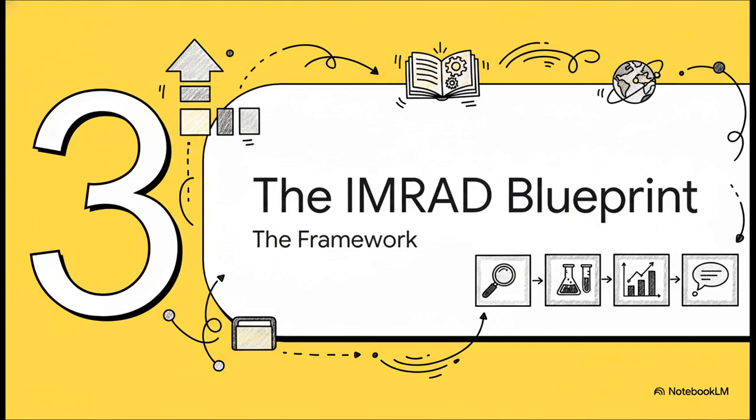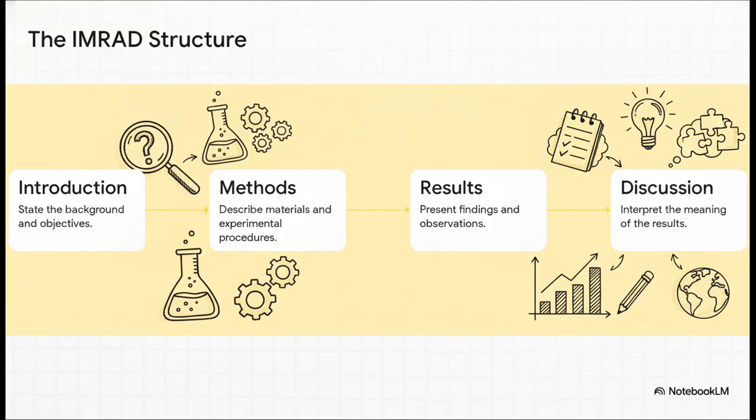And now for the part that is a total game changer for so many people, the framework itself. In the scientific world, there's a nearly universal structure called IMRAD. And trust me, it's the gold standard for organizing your research. And you can just see how logical this is, right? You start with the introduction. What's the problem and why should anyone care? Then you move to methods. What exactly did you do? This part has to be so clear that another scientist could repeat your experiment perfectly.